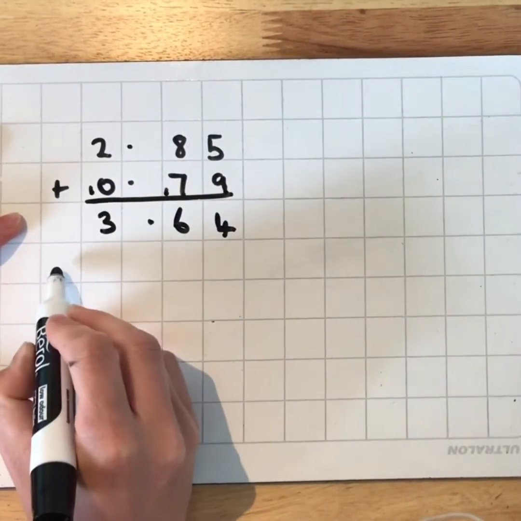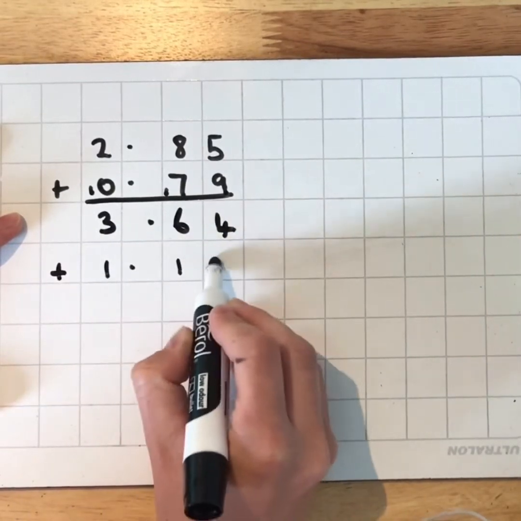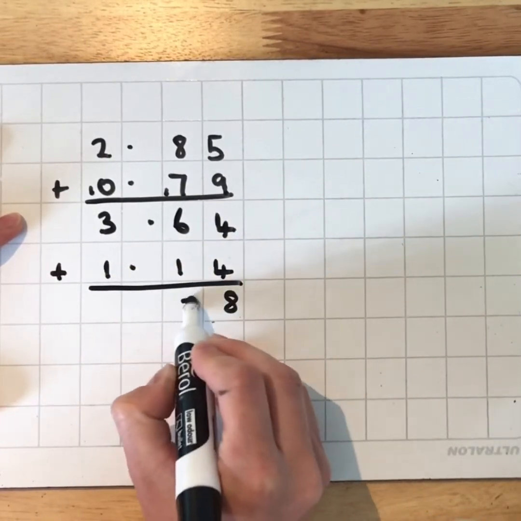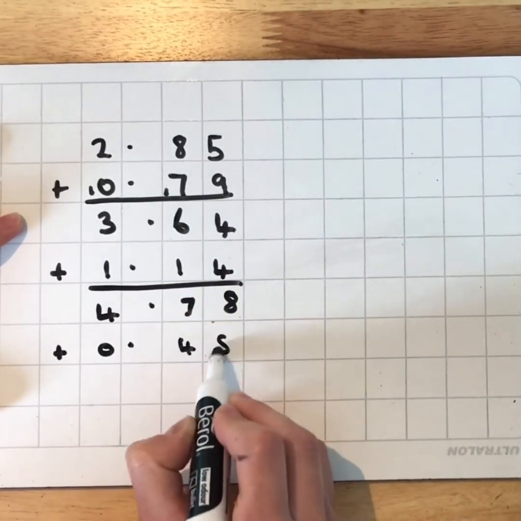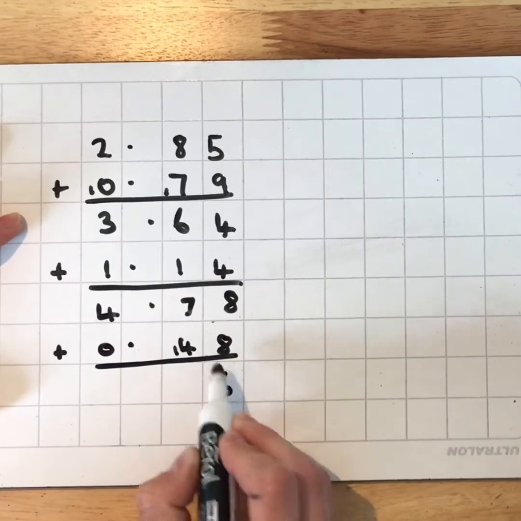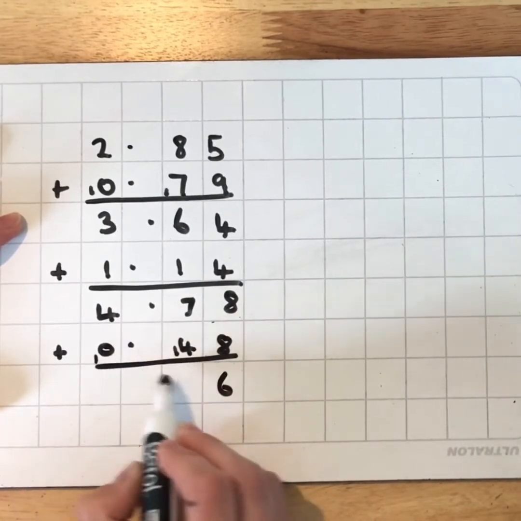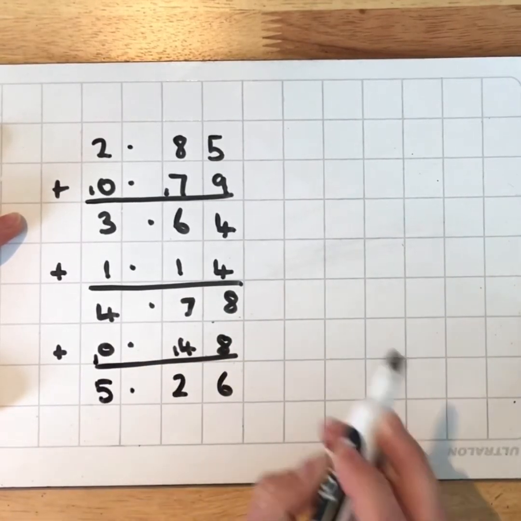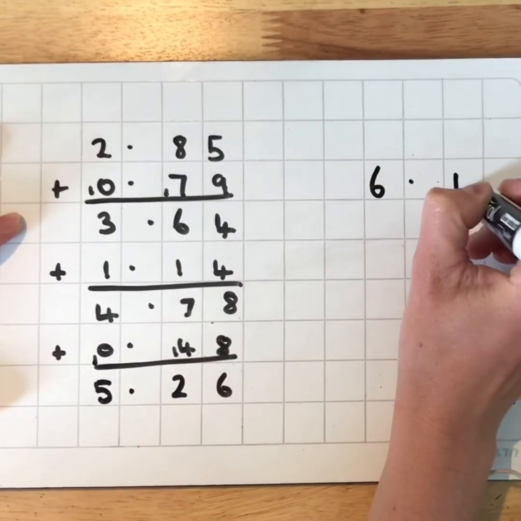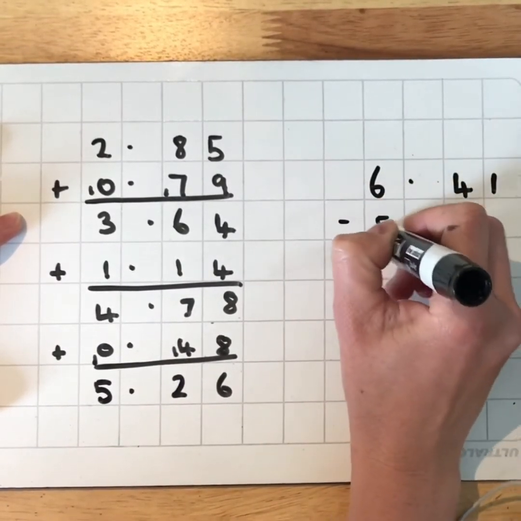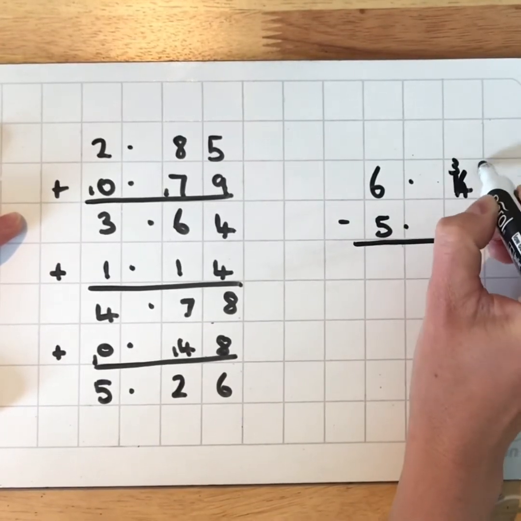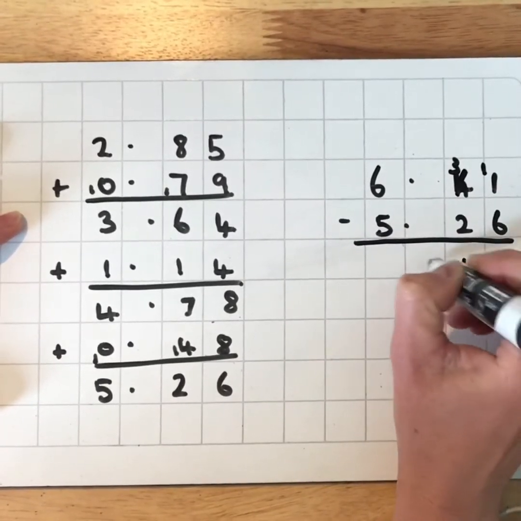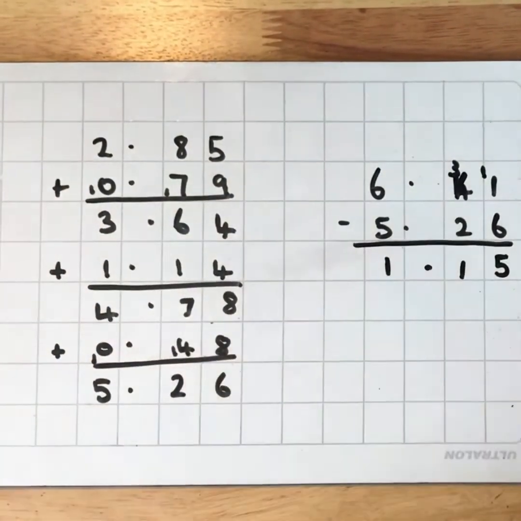That gives me £3.64, and then I'll add on the price of the bread. And then the price of the beans. It gives you £5.26. So if the bill was £6.41, and what you've got is £5.26, you're going to take that away, and that'll give you the price of the missing item. So the butter was £1.15.